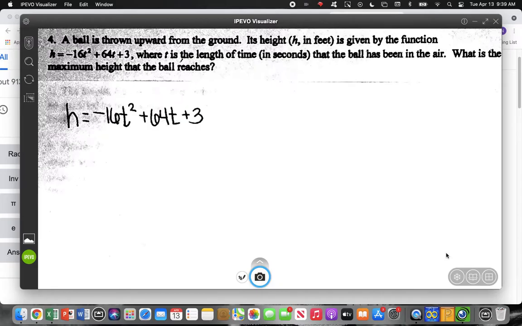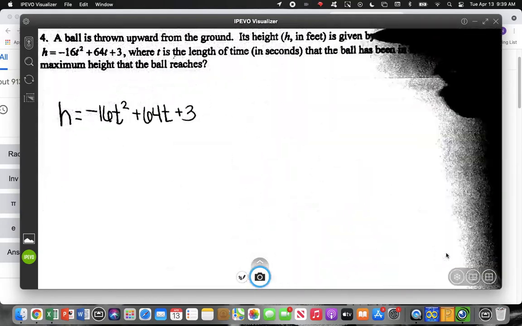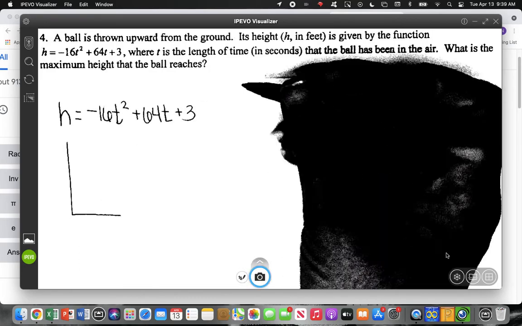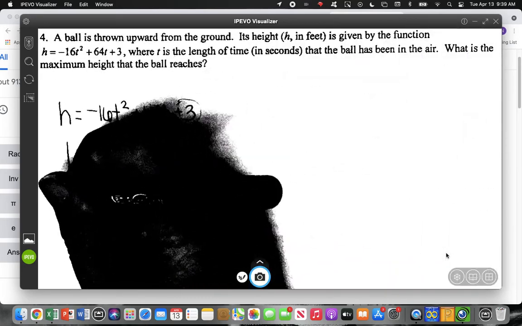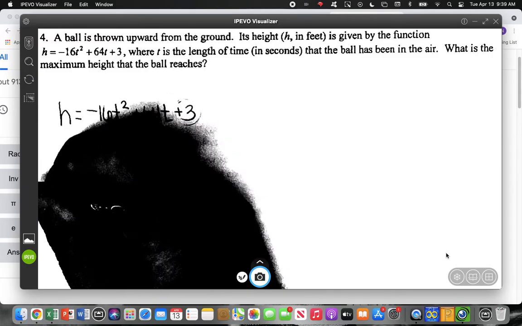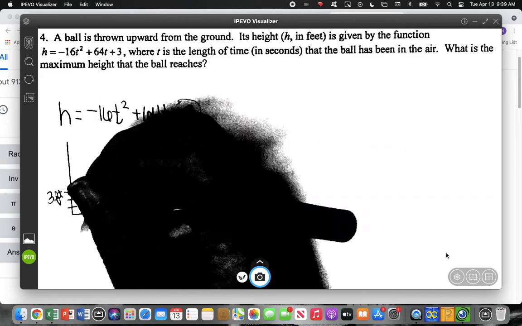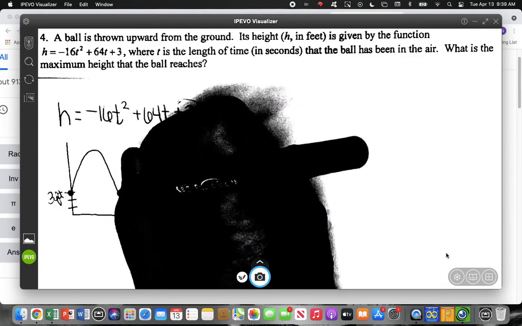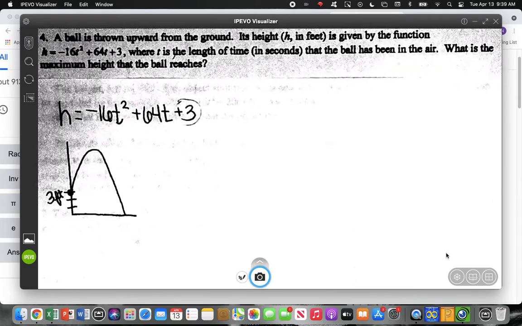All right, now on this next question, if we are starting here, this 3 tells me that's my starting height. So it's telling me that the ball is starting 3 feet in the air, and it is going to go up, and then at some point in time it's either going to get caught where it started or it might hit the ground depending on the situation.